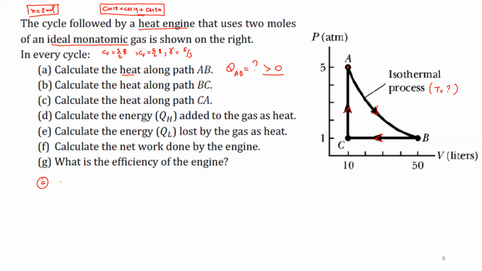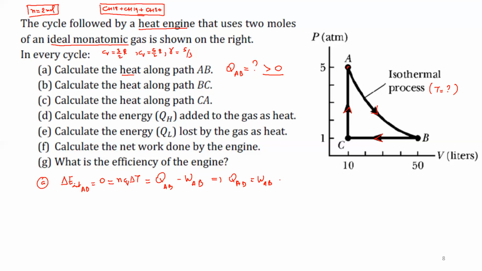So for the isothermal process from A to B, let's calculate the change in internal energy from A to B, which is equal to 0. Why? Because it's an isothermal. Change in internal energy is also always nCV delta T, but the delta T is 0, so the change in internal energy along an isothermal is 0. Now, if I use the first law of thermodynamics, change in internal energy is QAB minus work AB. So that just gives me that QAB is equal to the work AB.